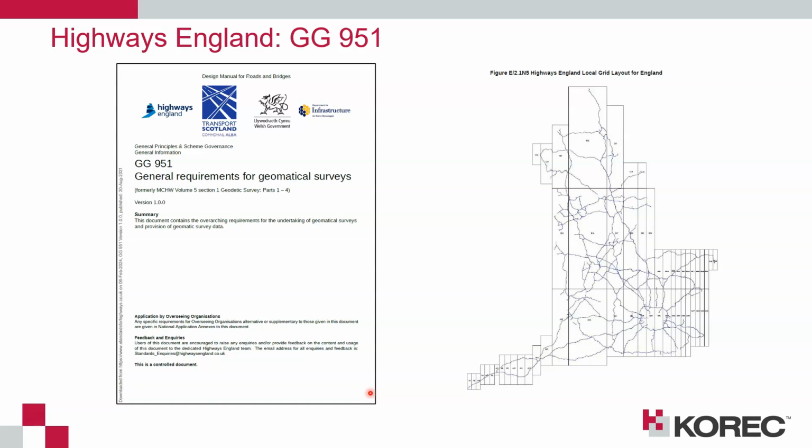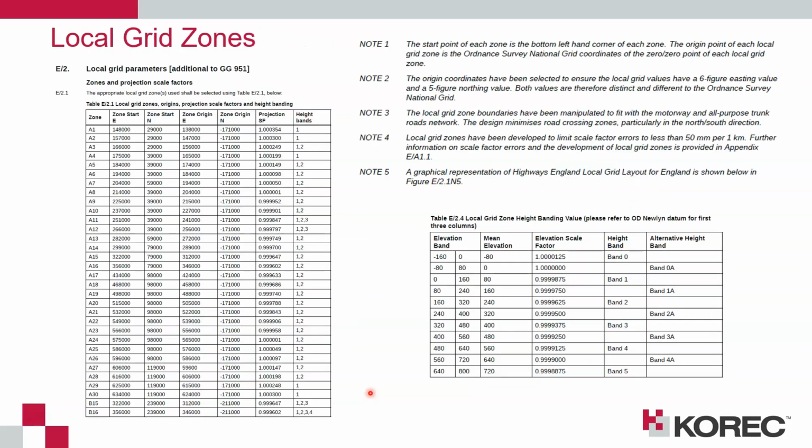If you're watching this video, I'll assume you are already familiar with Highways England document GG951, which includes an appendix specifying the local grid zones and how to calculate their parameters. A project's location will determine which local grid zone is used. Each zone has an offset from Ordnance Survey National Grid Eastings and Northings with a projection scale factor. A project will also be assigned a height band which references an elevation scale factor.